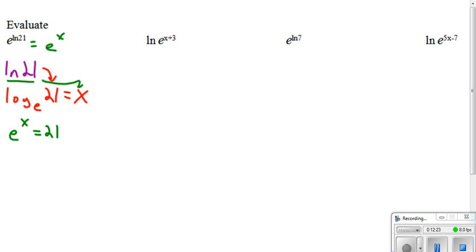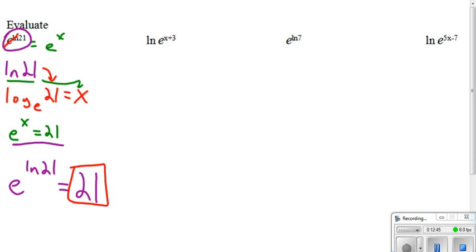And we already knew from down here, e to the x equals 21. So this piece, e to the ln 21, equals 21. So anytime that we have e to the ln power, we can essentially just cross out that e and ln, and it'll leave us with 21. So let's try that over here. E to the ln, just cross it off, and all we're left with is 7.